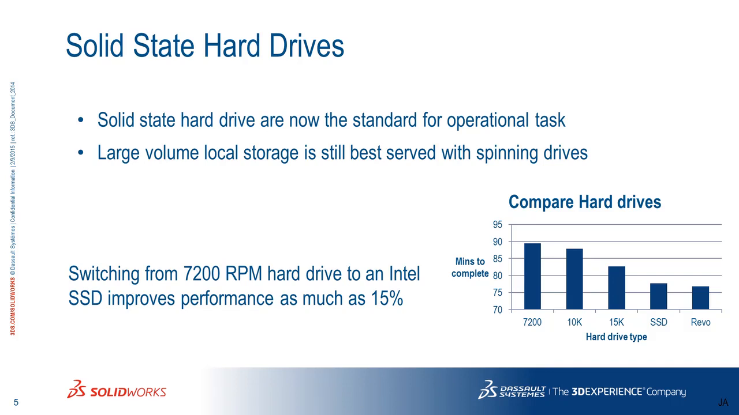From our testing, what we've seen over the years, switching from a 7,200 RPM hard drive to an Intel SSD improves performance by as much as 15%. You can see on the chart there what we've experienced, from 7,200 RPM all the way up to SSD, and even into a Revo card. Right now, best bang for your buck is a solid-state hard drive, though.